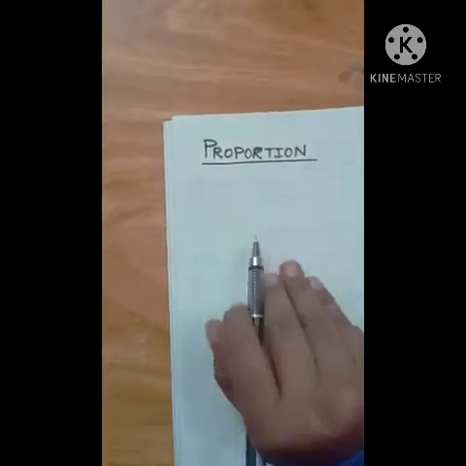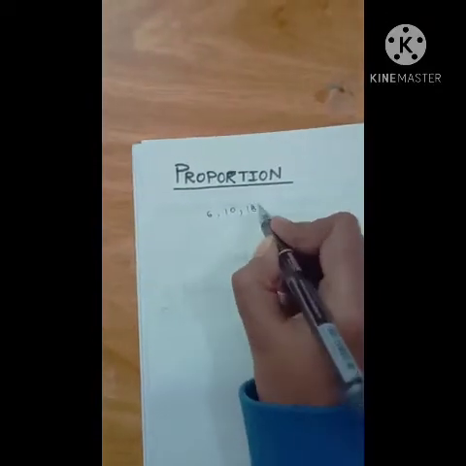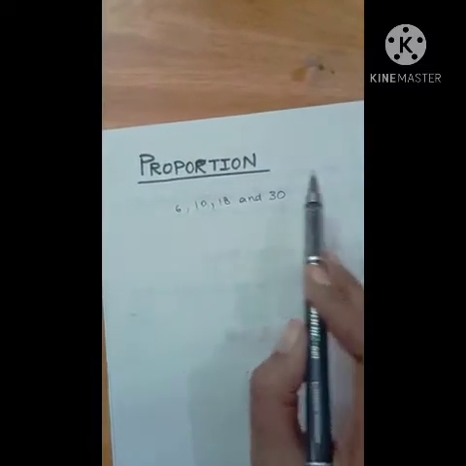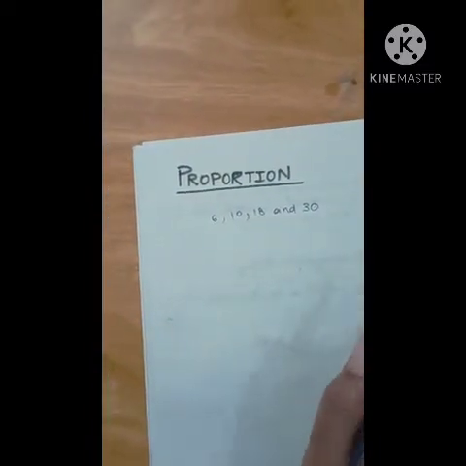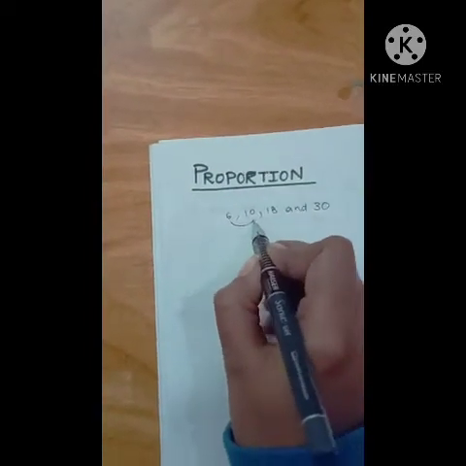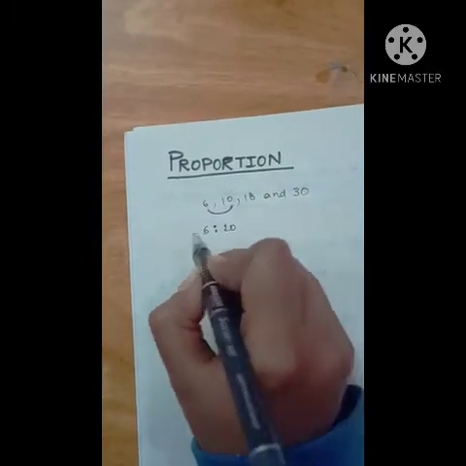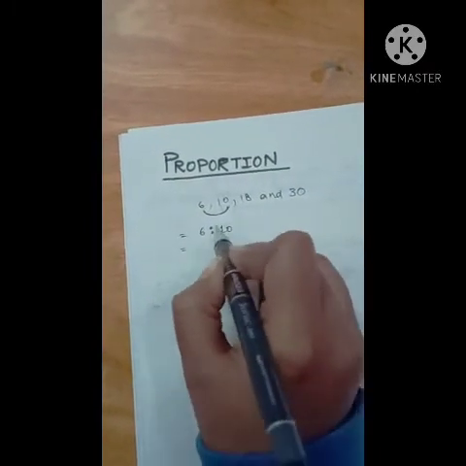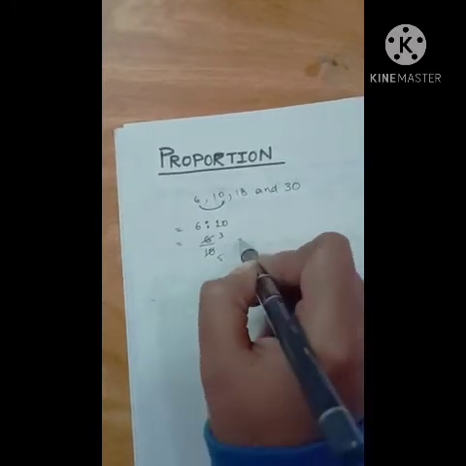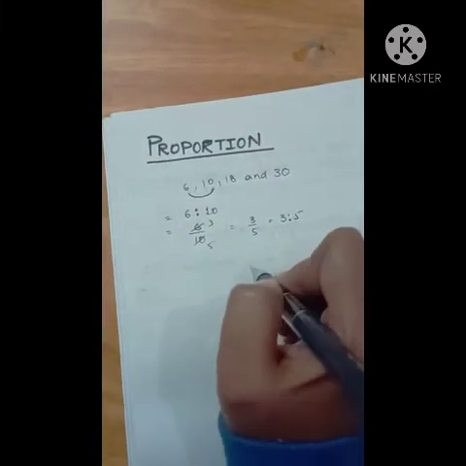If I say that 6, 10, 18 and 30, these are four numbers. Now if I find out the ratio of the first two numbers, that means 6 is to 10, what we get here is 6 by 10, 2 threes are 6, 2 fives are 10. Here we get 3 by 5. It means we get the ratio 3 is to 5.